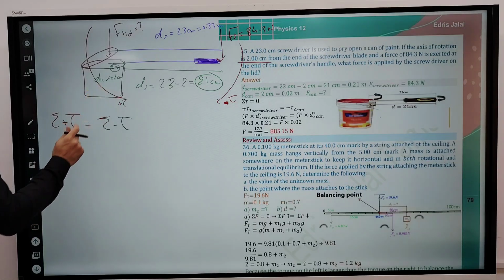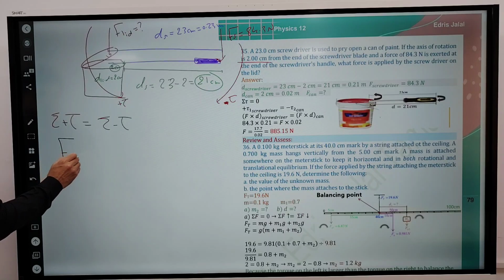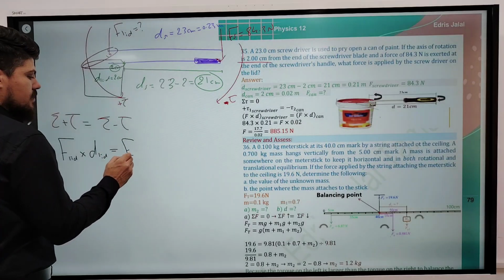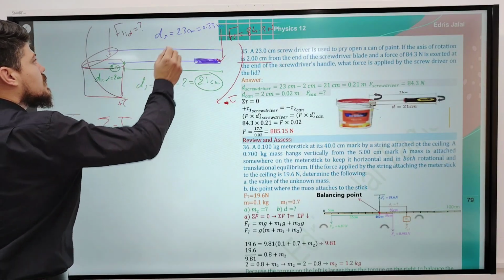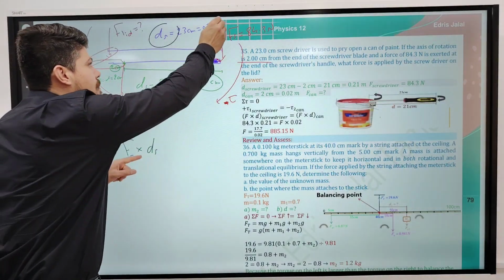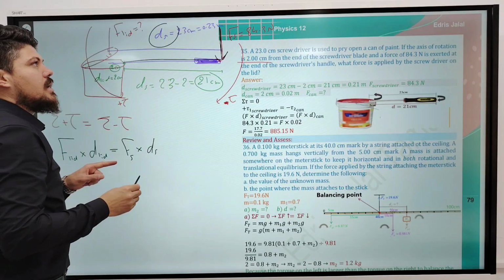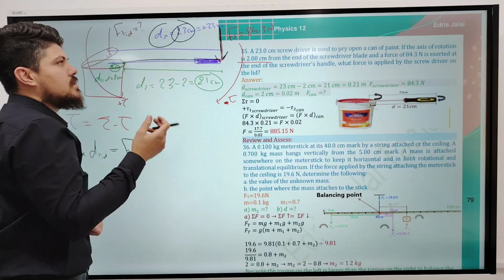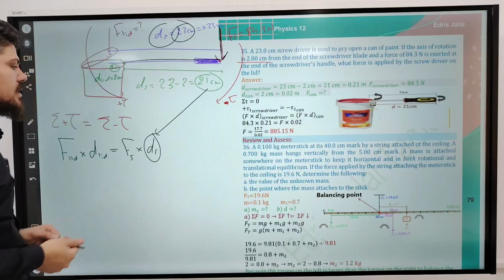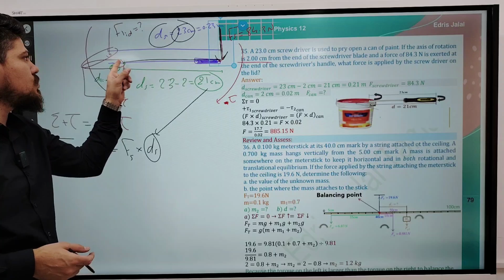The positive torque is the torque of the lid, which is equal to the force of the lid times the distance of the lid from the axis of rotation, equal to the force of the screwdriver times its distance, not the entire distance. Please be careful. What do you mean by distance in torque? It is the distance from the applied force to the axis of rotation, not to the end of the screwdriver. The entire length of the screwdriver was given as 23 centimeters, but we have to use 21 centimeters to find the force of the lid, because we have to consider the distance from the applied force to the axis of rotation.